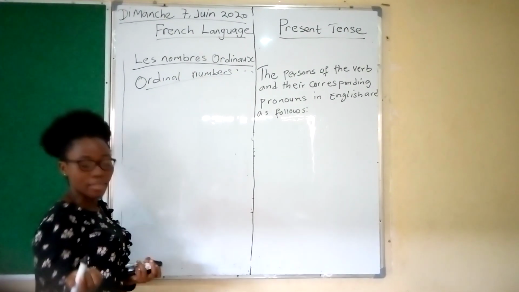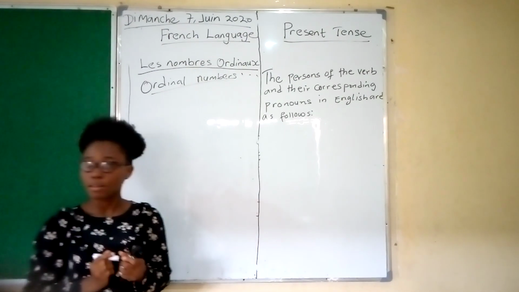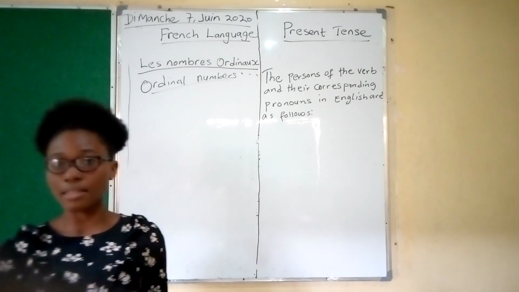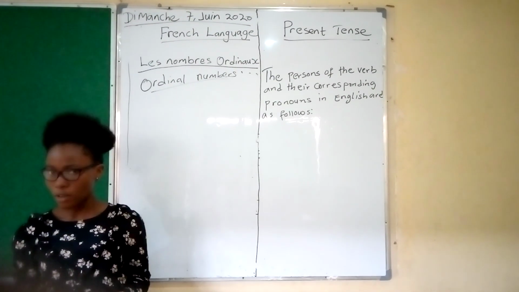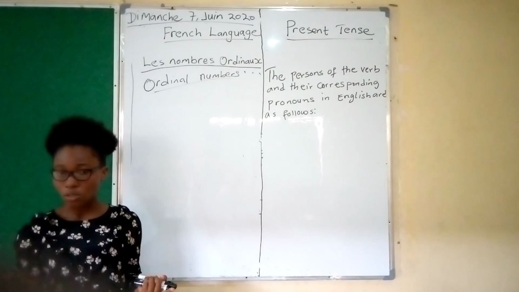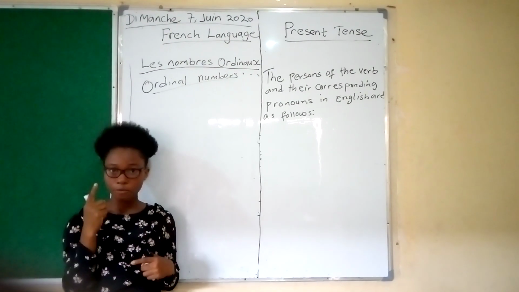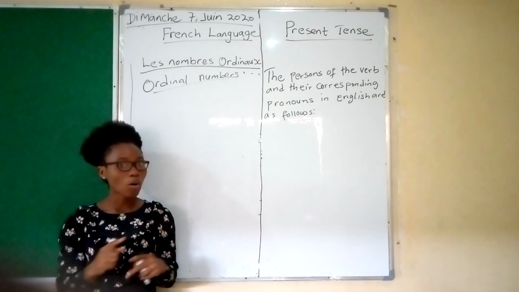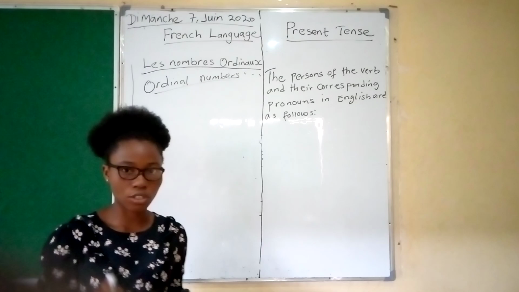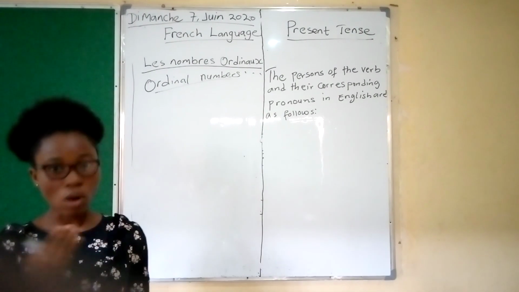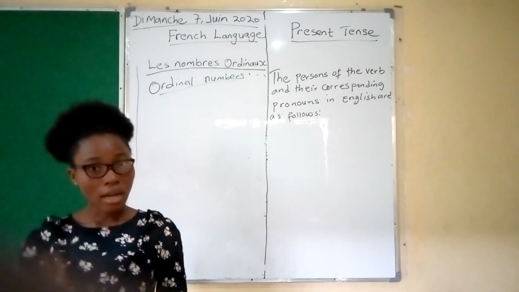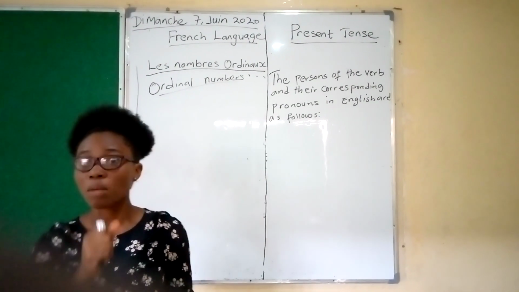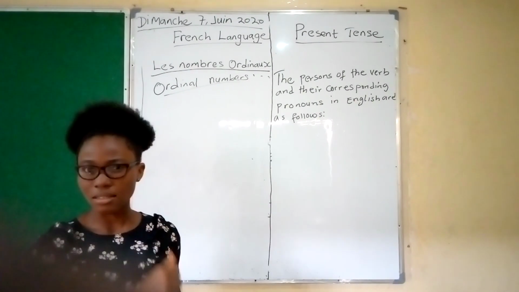What are ordinal numbers? Ordinal numbers are numbers that are used to give position, or they show the order of things in a series. For example, first position, first, tells us that number came first. Second, third, fourth, fifth, and so on. So how do you say that in French? In one of our videos we learned how to count from 1, 2, 3 to trillions, so it will not be difficult to get used to these ordinal numbers.